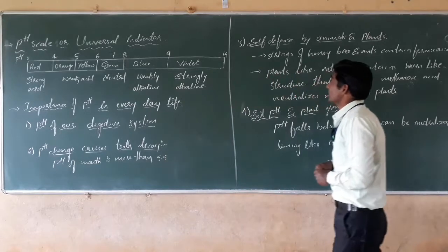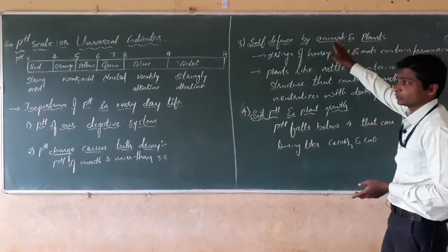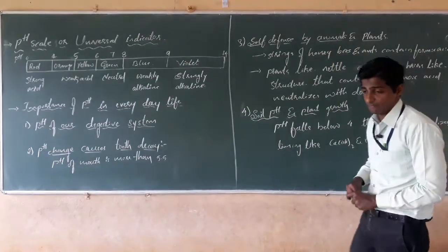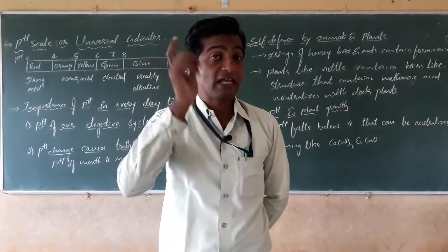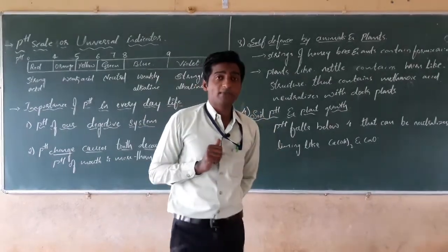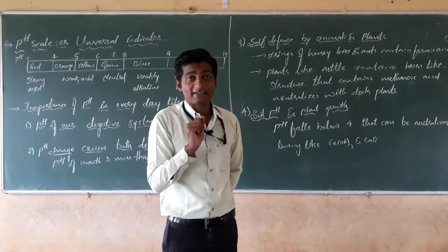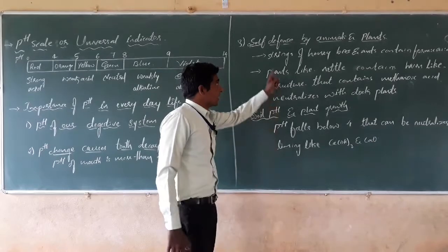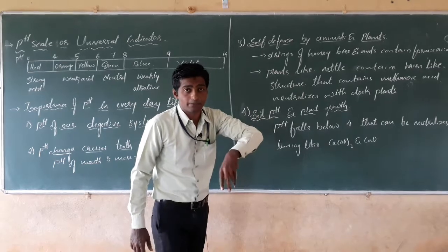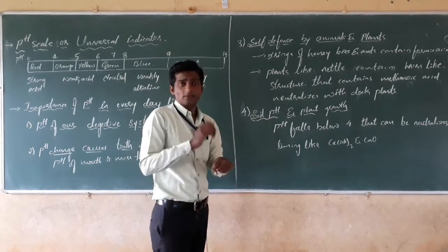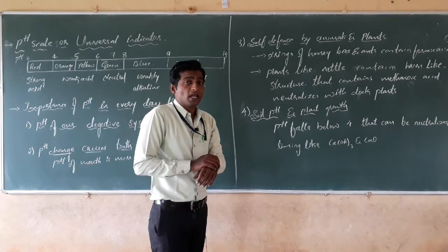Next, we come to the next concept, self-defense. That is, neutralization reaction in self-defense of plants and animals. See, dear students, some plants and animals contain acids for their self-defense. For example, honeybees and ants, and some plants like nettle plants. The stings of honeybees and ants contain formic acid. When they bite, they release formic acid into our body, which may cause pain.